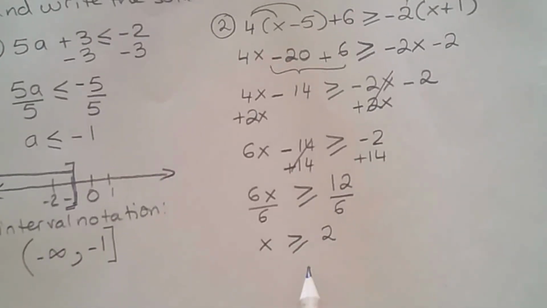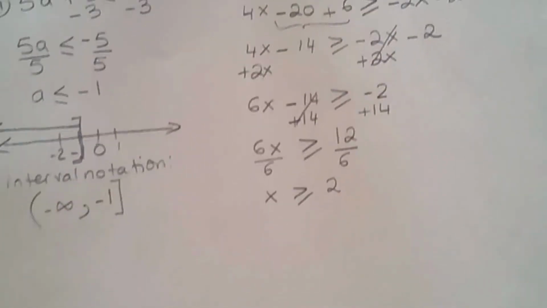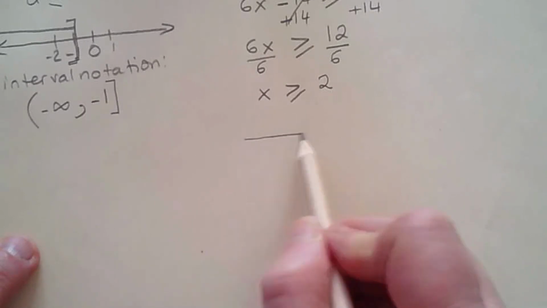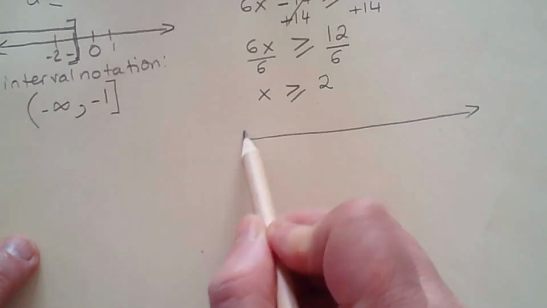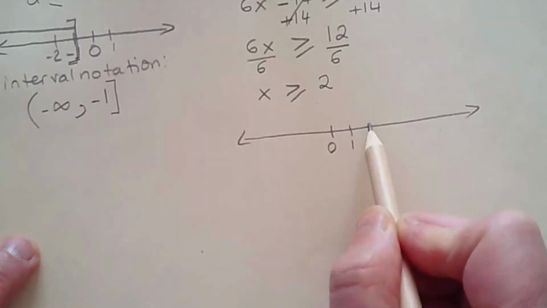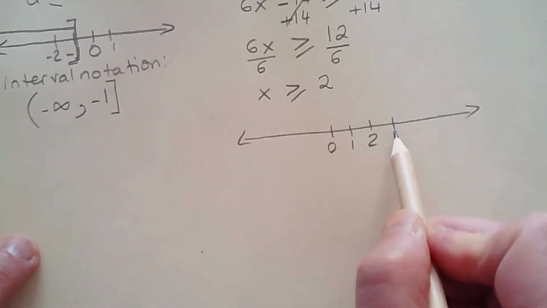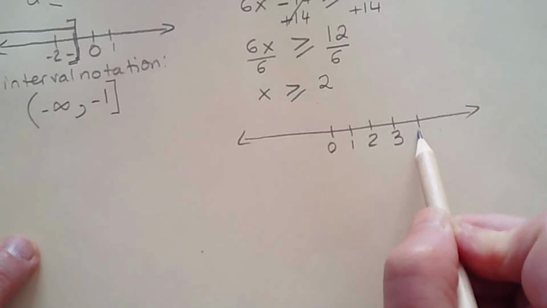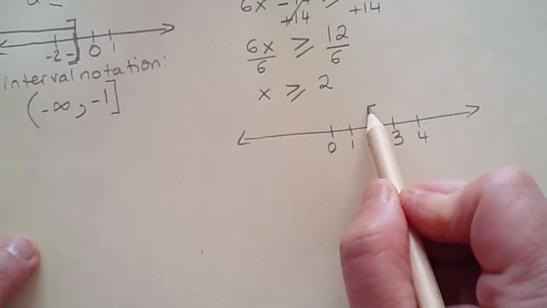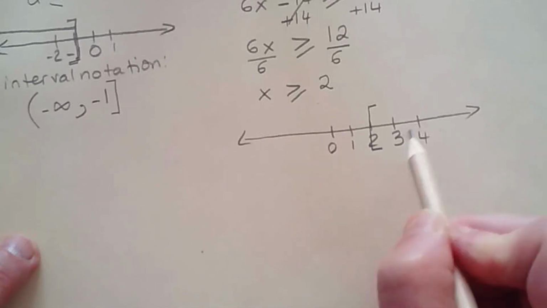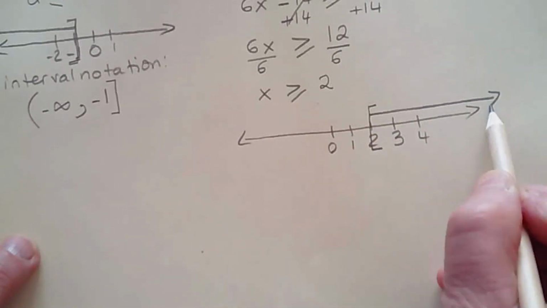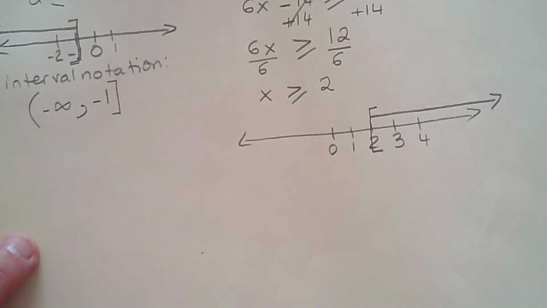Okay, now graphing the solution, the solution includes 2 and anything greater than 2. Since 2 is included, we're going to have a bracket on 2. So we have a bracket on 2 and anything greater than 2. That means anything to the right of 2. And here's the graph of the solution.